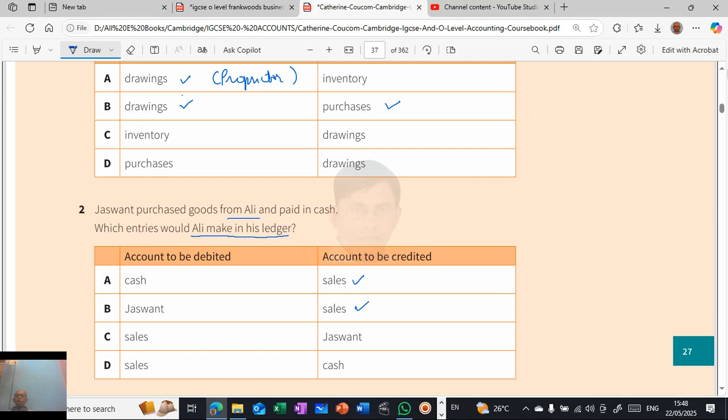It is a sale, and he is receiving cash. It is not that he is not receiving money. He has received money. So that is why cash is coming in. Cash is being received, and sales has taken place. So this is the right entry.